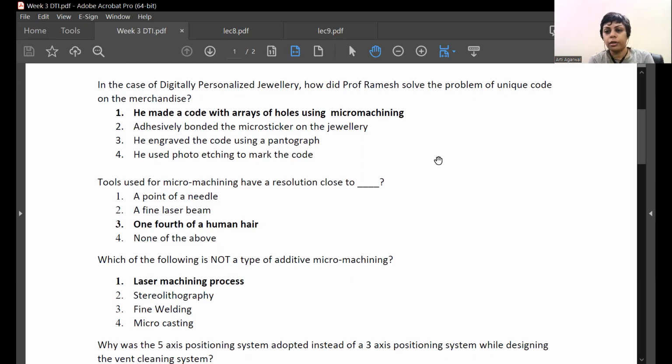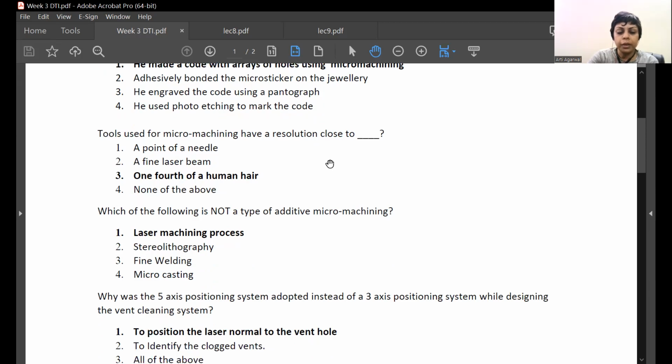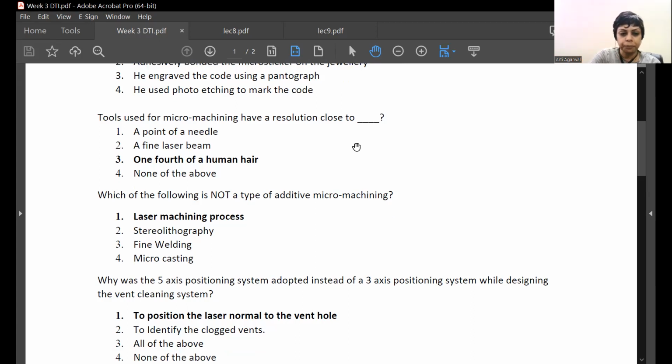He talks a lot about how he used micro machining in all the different aspects of the design, and the code; he makes a code with arrays of holes using micro machining. This is there in the second lecture. The tools used for micro machining is a more factual technical thing. He gives the context of exactly how fine micro machining can be, and it is 1/4 of a human hair.